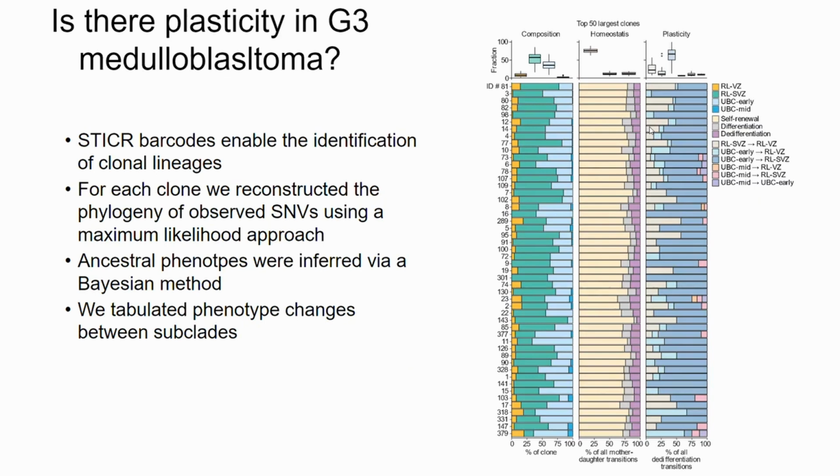Intriguingly, the composition of the model is very similar to the composition of the human disease, and that composition is roughly conserved at the level of individual clones. So the cellular composition of the tumor as a whole is recapitulated within individual clones.